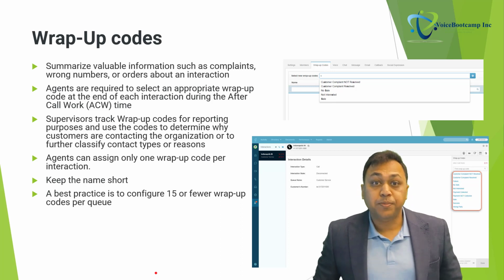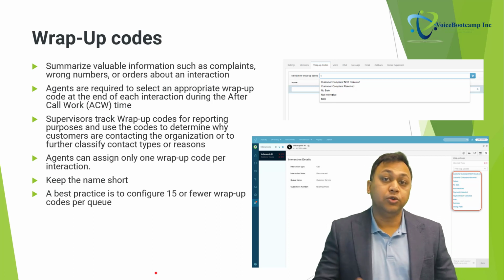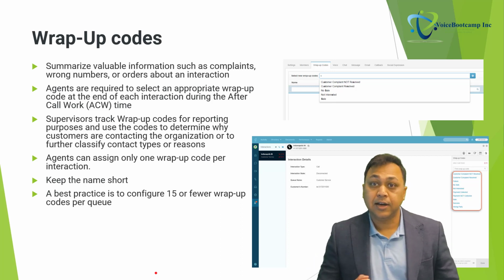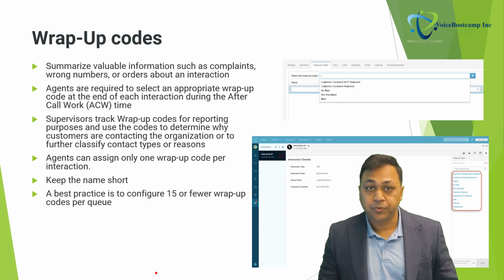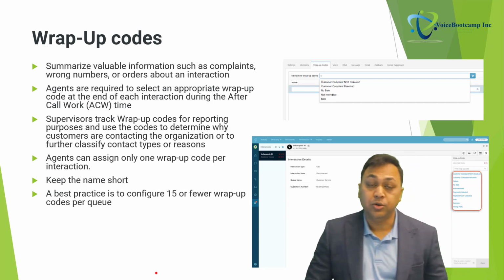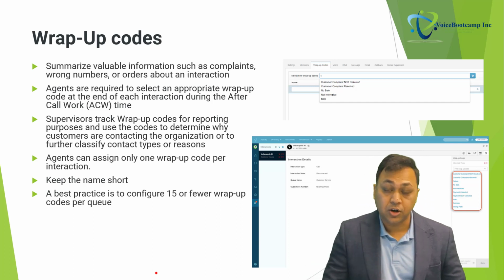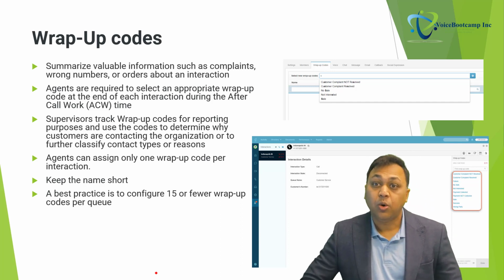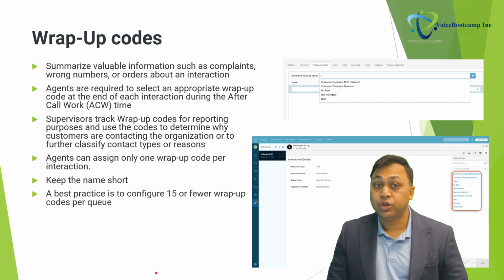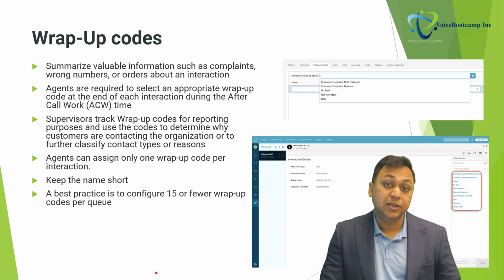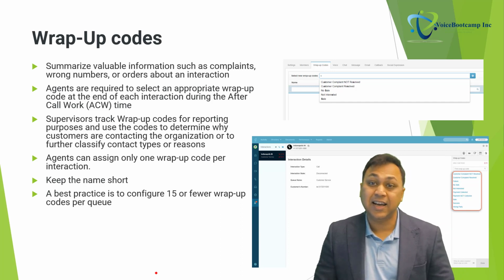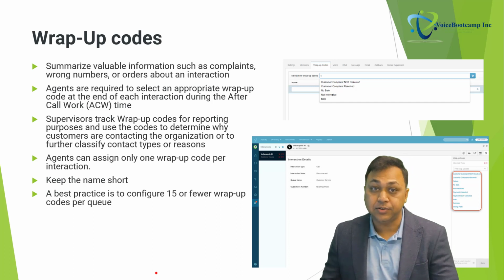Now, the wrap-up code must be created before you configure the queue so that it can be assigned to that particular queue. To configure wrap-up codes, an administrator can create a global wrap-up code under the contact center wrap-up codes. After creating the codes, the administrator will then add them to the individual queue so that the agent can select the code after the interaction ends.